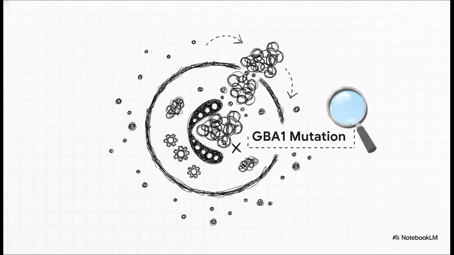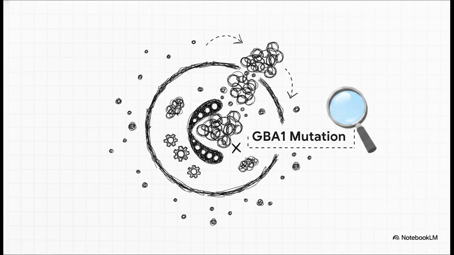But perhaps the absolute most critical genetic discovery recently is the GBA1 mutation, which happens to be the strongest known genetic risk factor. It perfectly ties everything we've talked about together. GBA1 mutations severely impair lysosomal glucocerebrosidase activity. In plain English, they cripple the lysosome, the cell's internal garbage disposal. Because the disposal is broken, all that toxic alpha-synuclein piles up.